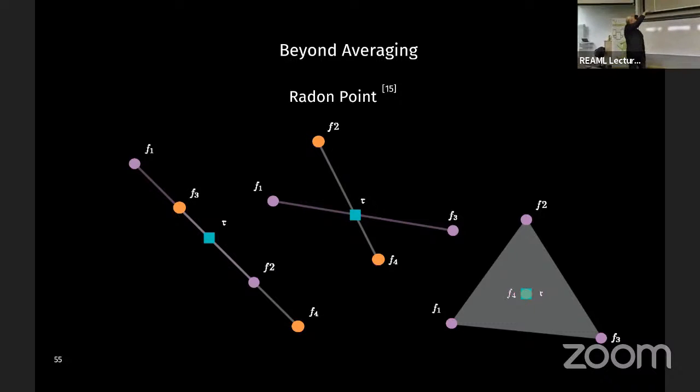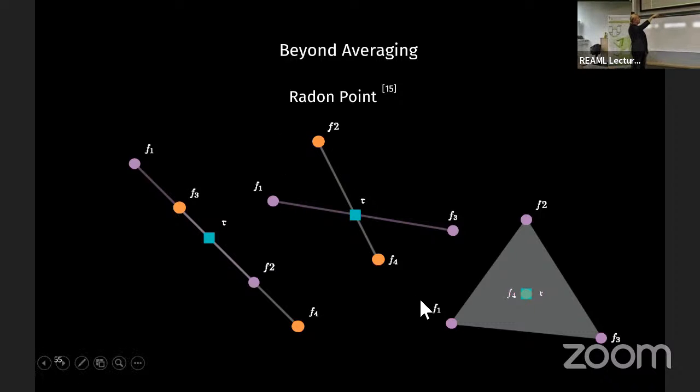Then you have a whole line segment as an intersection, and every point on that line would be a Radon point. Now, I think the most important question is, why would anyone do that? Well, it's a fairly robust point in the center of a cloud of points. So if you have one point that is very, very far away, imagine, for example, that this F3 here is an outlier, and imagine it would lie down at that waste bin, the Radon point would remain the same. So it is fairly robust against few outliers.